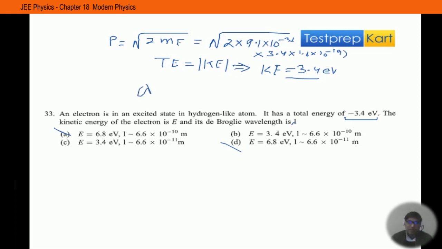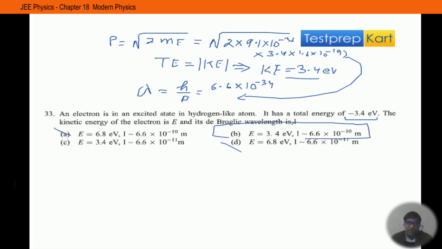And de Broglie wavelength is h over p, where h is Planck's constant, that is 6.63 basically into 10 to the power minus 34, and substitute the value of momentum from here. After calculating this, we'll get the wavelength 6.6 into 10 to the power minus 10 meters. So choice B is correct.